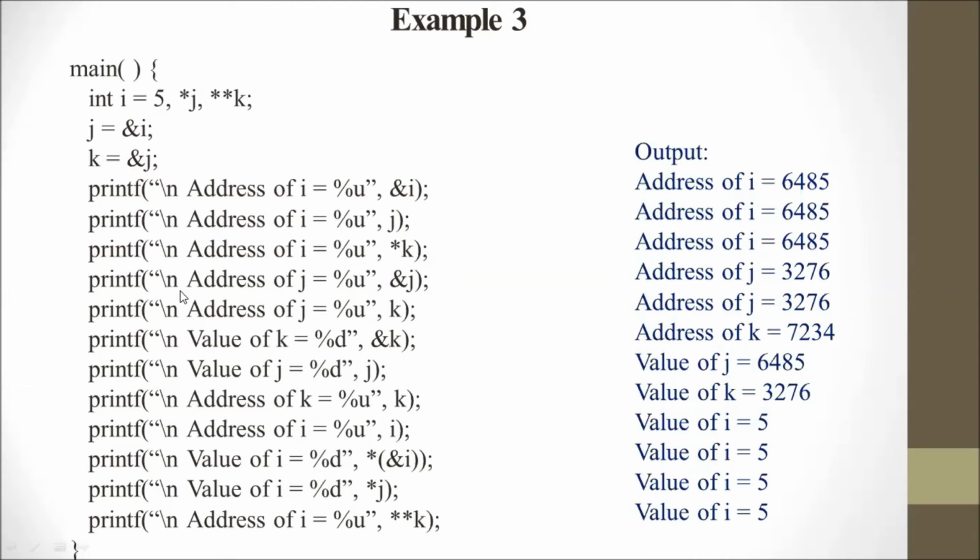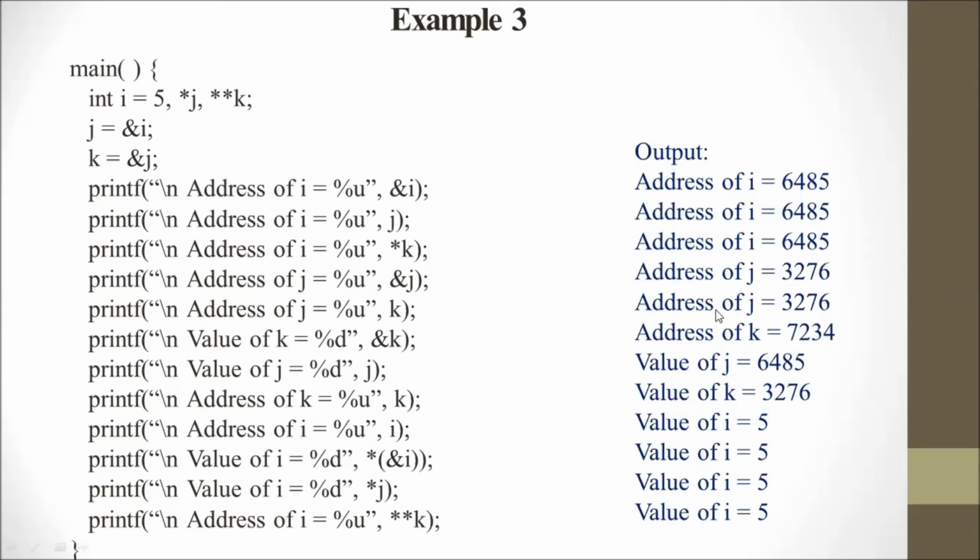Now in the fourth printf statement, address of j equal to address of j. So here j will print the address of j, which is its own address. Here j will print the jth address. And here address of j equal to k. So k will print the jth address, because the jth address is stored in k. Here j contains the i address, so j will print the ith address. So this will print j equal to 3276. This is the i address.